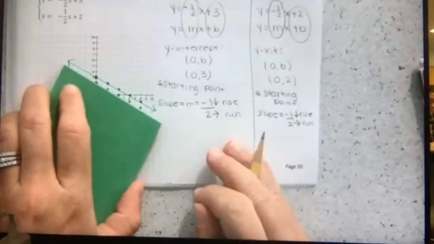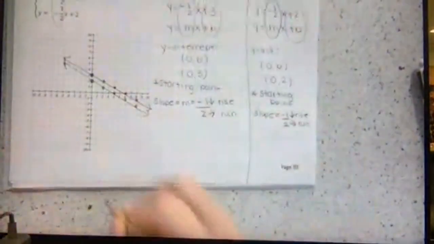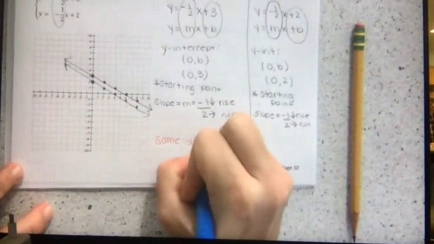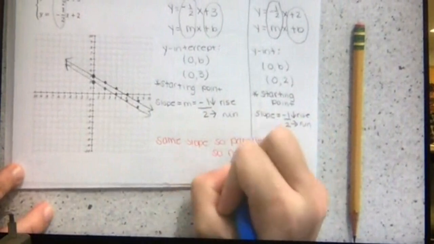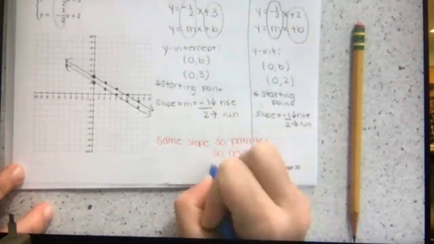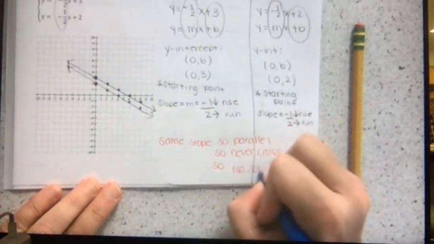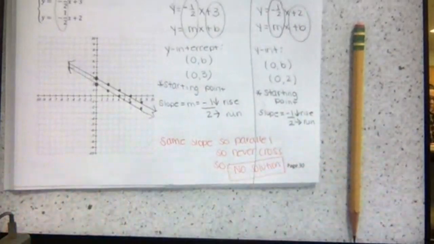They're parallel. They have the same slope, so parallel. If they're parallel, that means they're never going to cross. So what's our answer? No solution. They're the same slope, so they're parallel lines. That means they're never going to cross, so that means no solution.